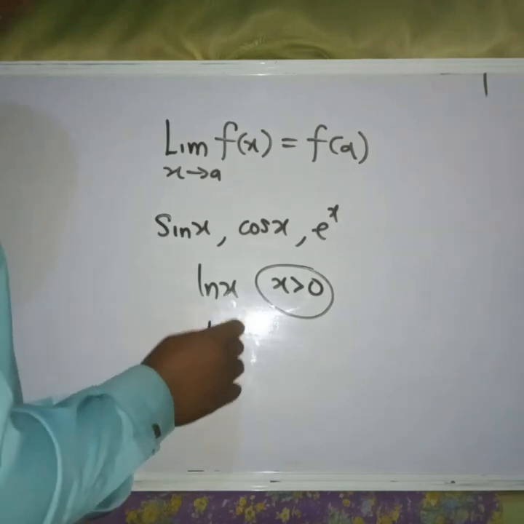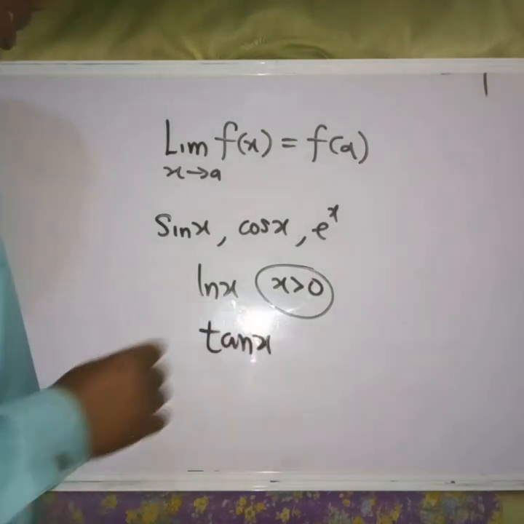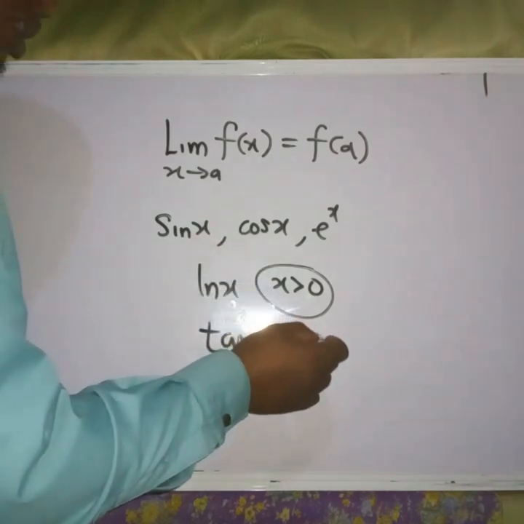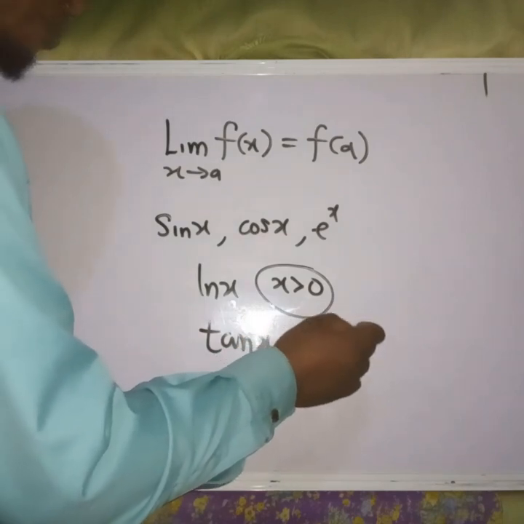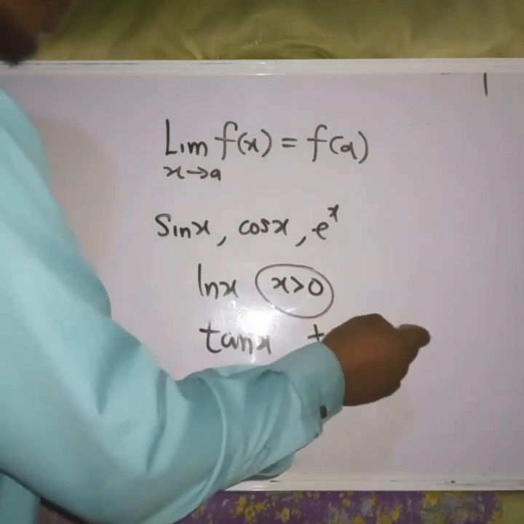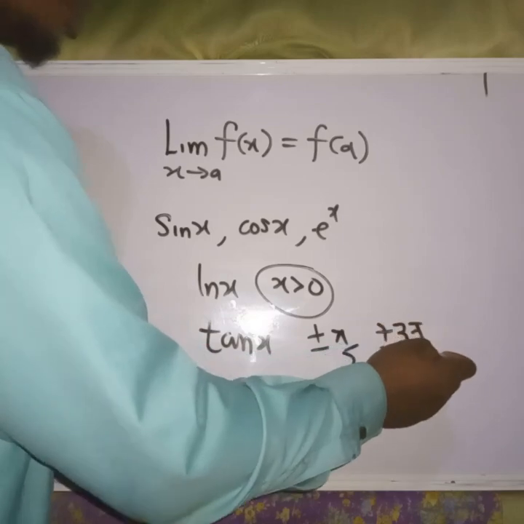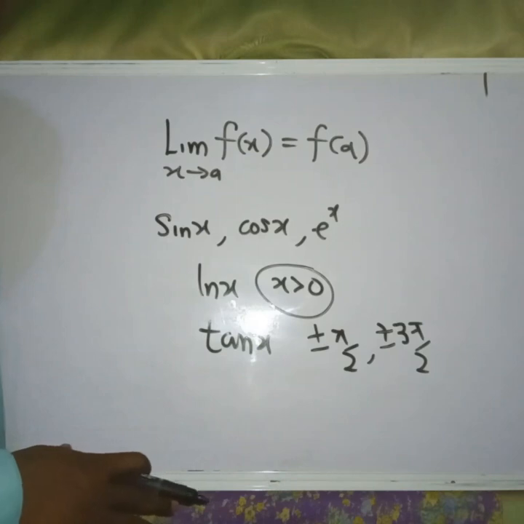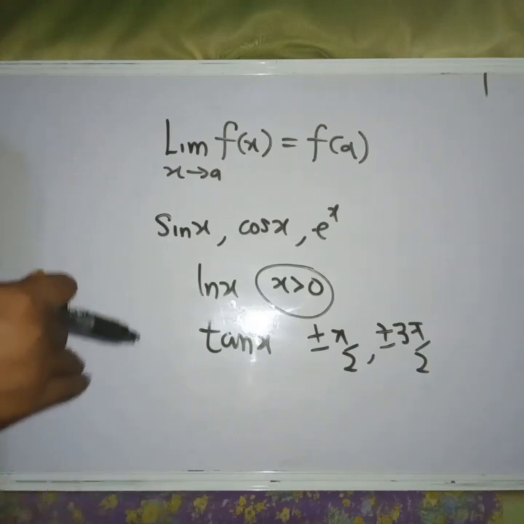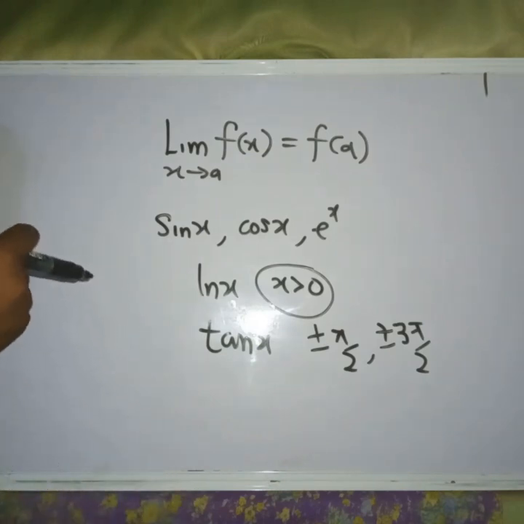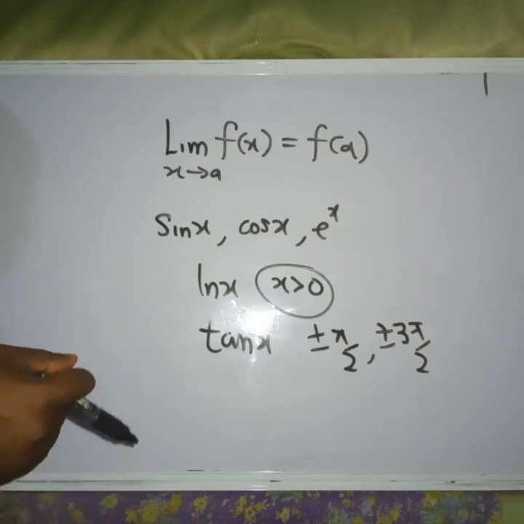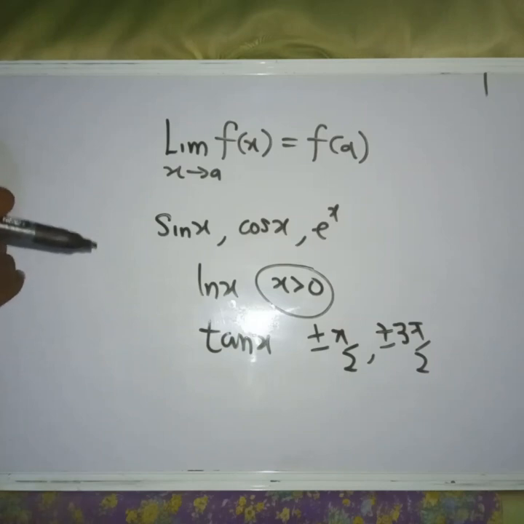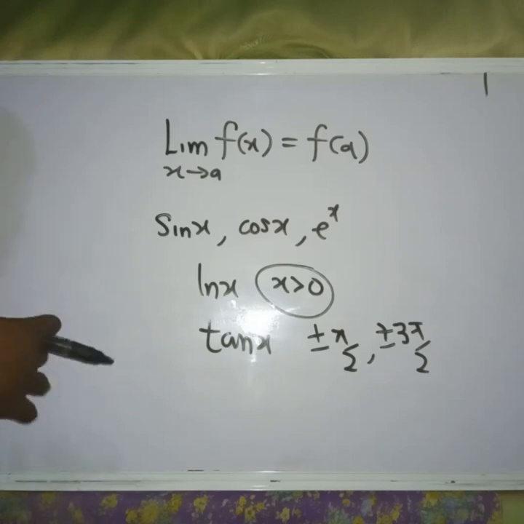We have also said that the function tan x is continuous everywhere except at some points. These points are positive or negative pi over 2, positive or negative 3 pi over 2, positive or negative 5 pi over 2, and so on and so forth. So today, we want to look at some examples of discontinuous functions. When we say discontinuous function, this can be classified into three parts.